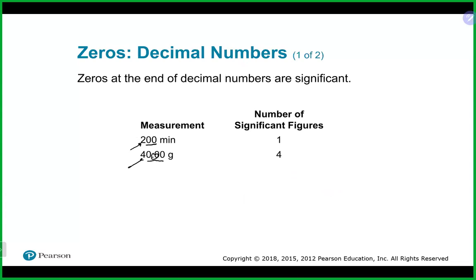particular case. In the case of the 200 minutes, the uncertain number is which one? The 2. In the case of the 40.00, the uncertain number is the last 0, right? So again, not always the last digit written is the uncertain number. A lot of times it is, but again, this is the case where you got to be careful.